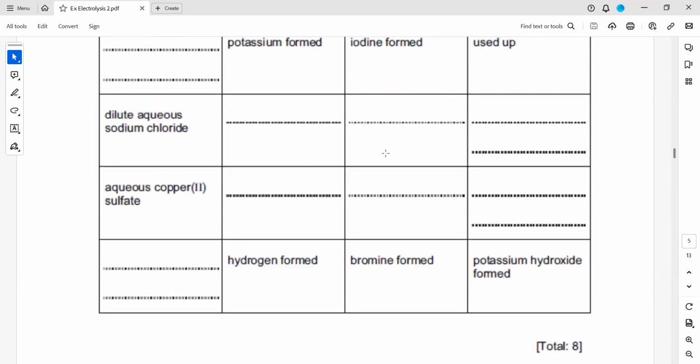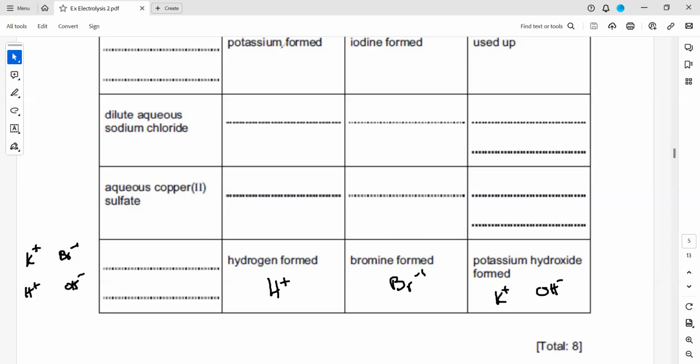Then the last example, we have hydrogen formed here. We have bromine formed, so the bromide ion is discharged, and the solution turned into potassium hydroxide. So what will be the original solution? In the electrolyte, we have potassium ion, hydrogen ion, bromide ion, and hydroxide ion.